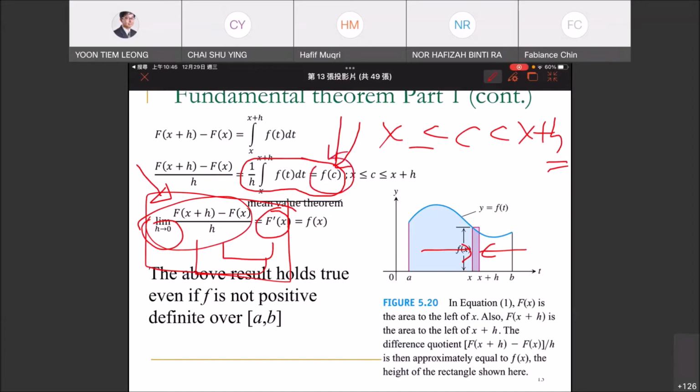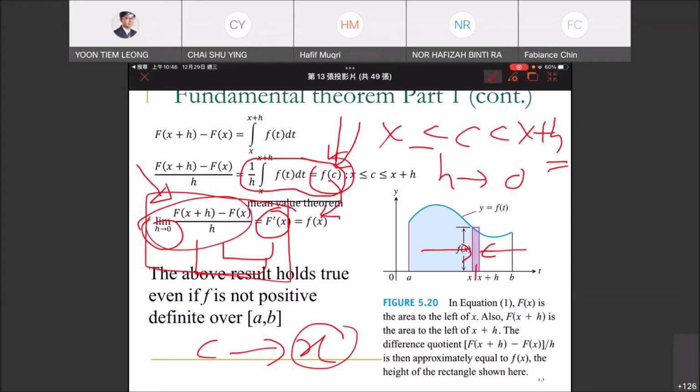And the right hand side here is actually f of c, right? But in the limit when h goes to 0, c, which is sandwiched between x and x plus h, would then tend towards x, because h is getting closer and closer to 0. So in the limit when h almost becomes 0, the value of c would just approach x. So finally, f of c would converge to the value of f of x.